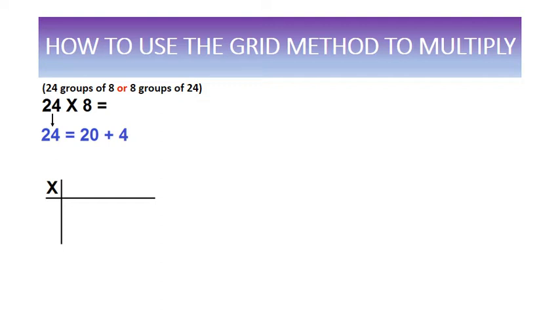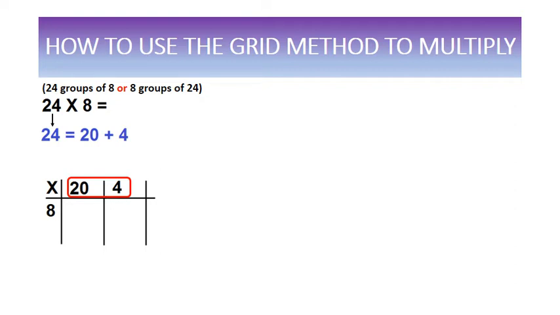We're now going to put the 24 along the top, but in its partitioned version. So the 20 goes there. I'm going to leave a space, draw another vertical line down, then the 4, and another vertical line down. So that's my 24. And now I'm going to put the 8 that we need to multiply it by down the left-hand side underneath the multiplication symbol. So now what I'm going to do is multiply the 20 by 8 and then the 4 by 8. So let's do the 20 by 8 first.